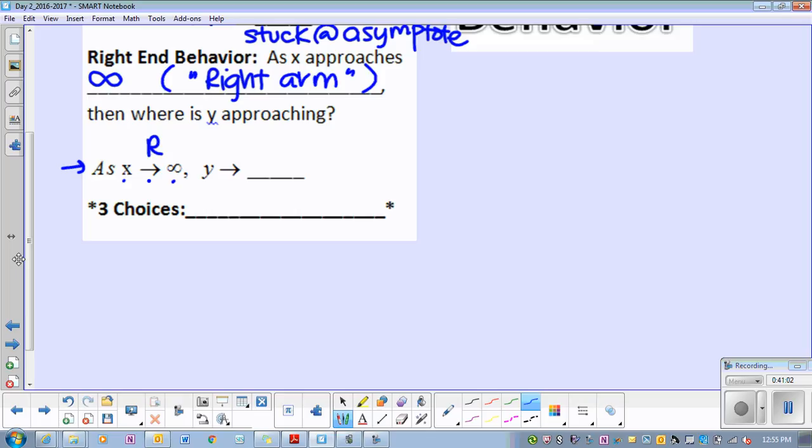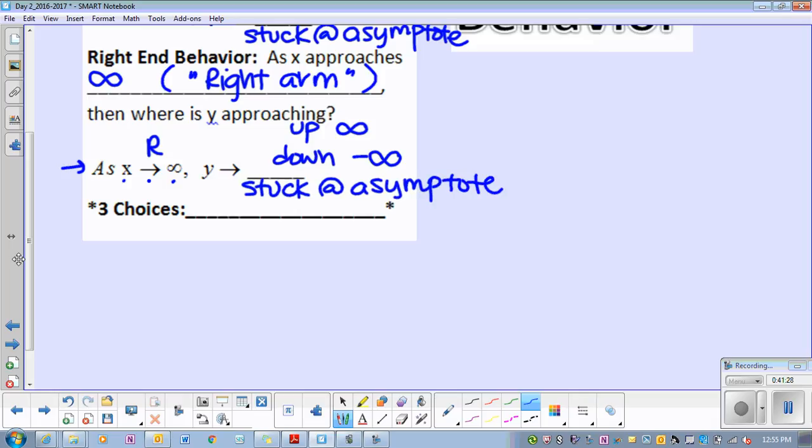Okay? Same thing. If it's going up to infinity. If it's going down, it's going to negative infinity. Or it can be stuck at an asymptote, and then that's just your y value. Okay? Oh, and here we go. 3 choices. Those are your 3. Up, down, or stuck. Okay?